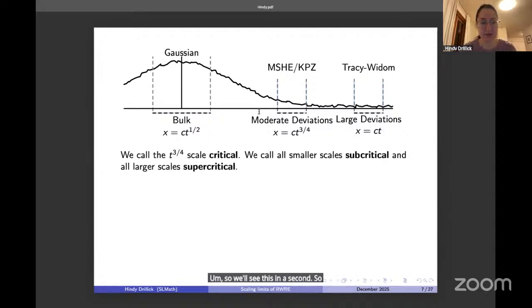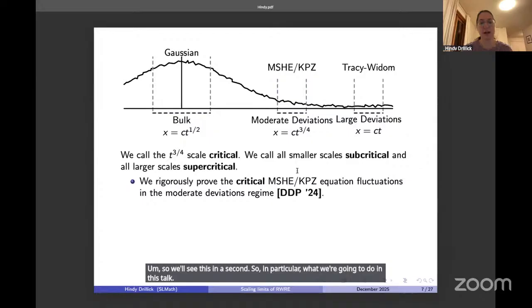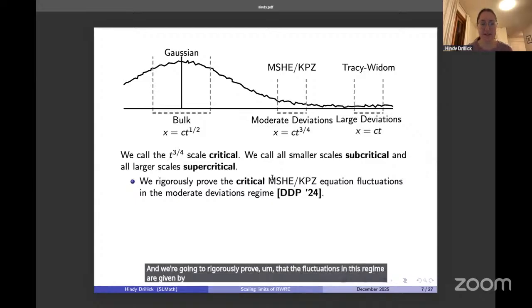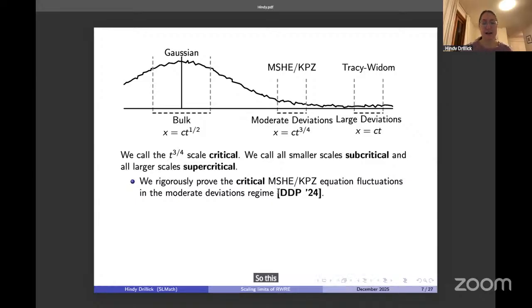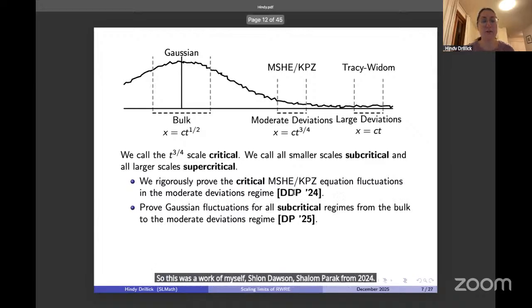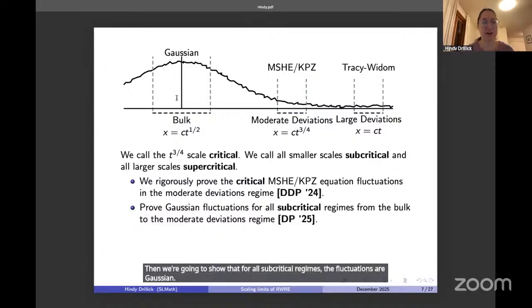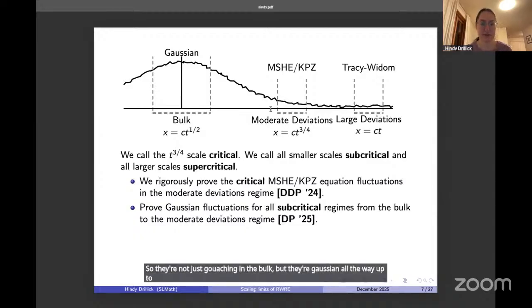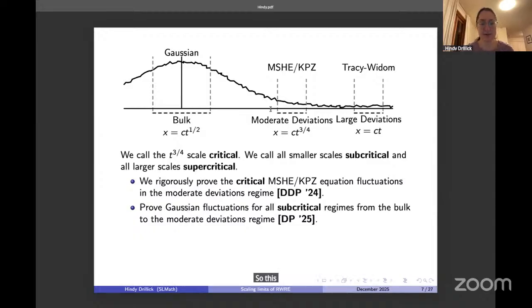So in particular, what we're going to do in this talk is, number one, we're going to resolve the physics conjectures in the moderate deviation regime, and we're going to rigorously prove that the fluctuations in this regime are given by the multiplicative stochastic heat equation. So this was a work of myself, Sayan, and Shalin Parekh from 2024. Then we're going to show that for all subcritical regimes, the fluctuations are Gaussian. So they're not just Gaussian in the bulk, but they're Gaussian all the way up to the moderate deviation regime. So this is a recent result of myself and Shalin.